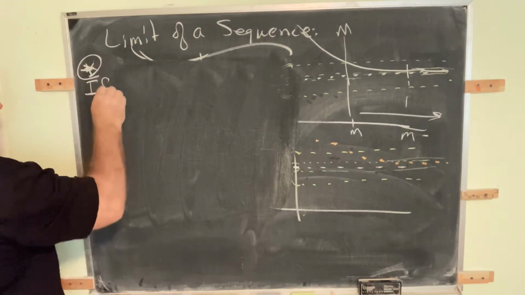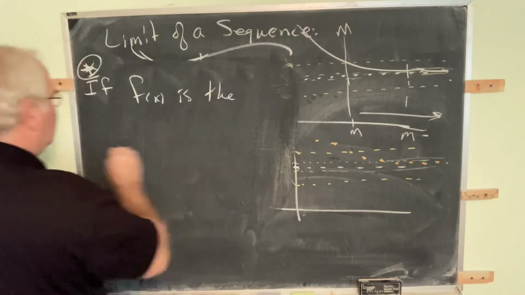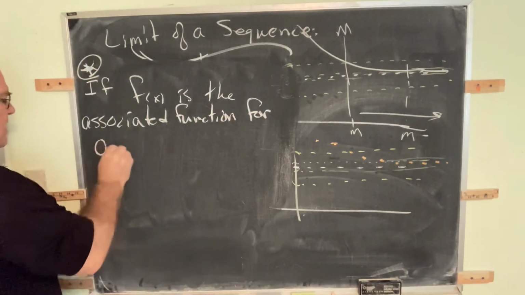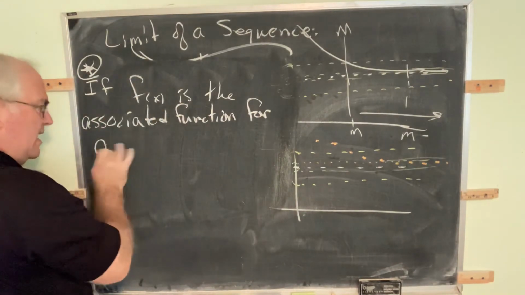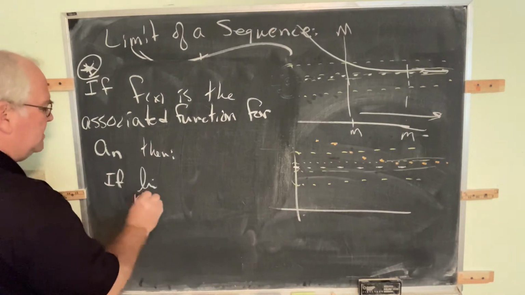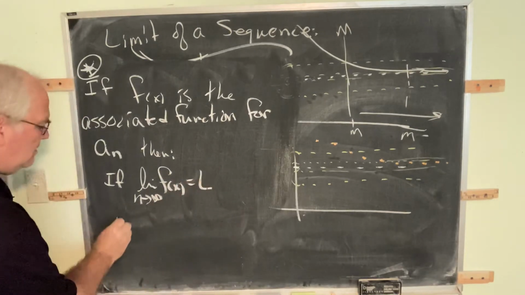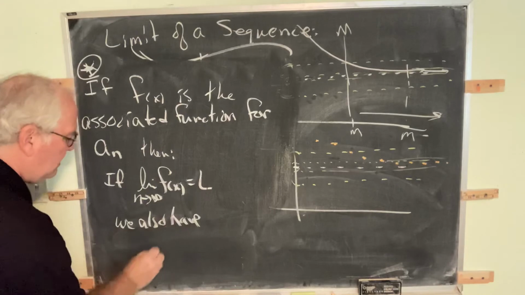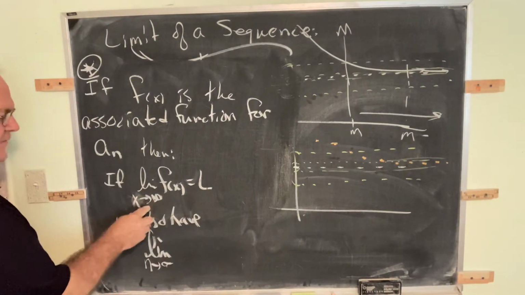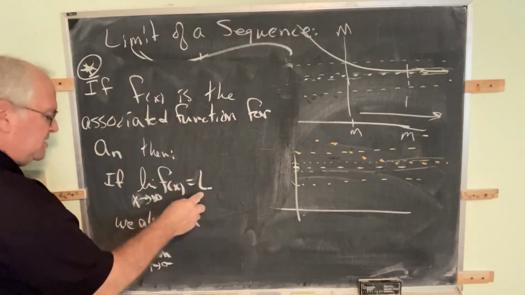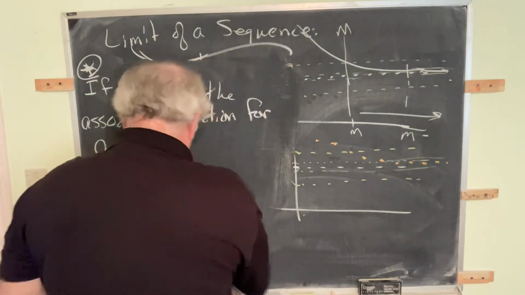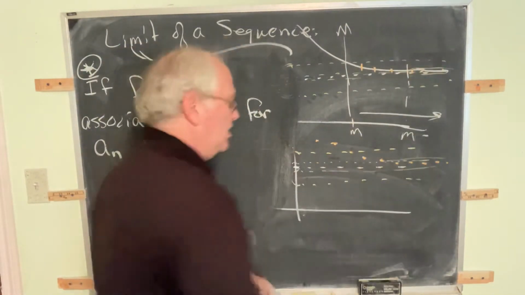If, this is a big deal, if f of x is the associated function for the sequence a_n, that is to say, they agree at every point, then if the limit as x goes to infinity of f of x is equal to L, we also have the limit of the sequence as n goes to infinity equal to L. So if the limit of the associated function is L, then the limit of the sequence itself must also equal L. It says if the entire curve goes to L, then the little points that are piggybacking along that curve must also go to the same limit.